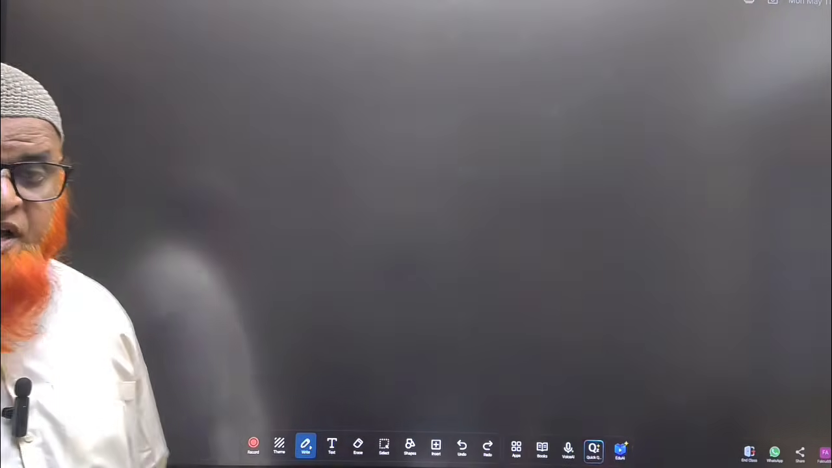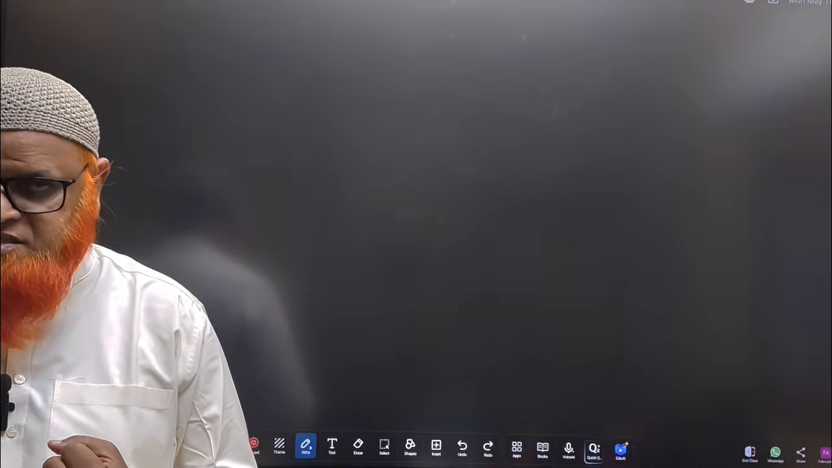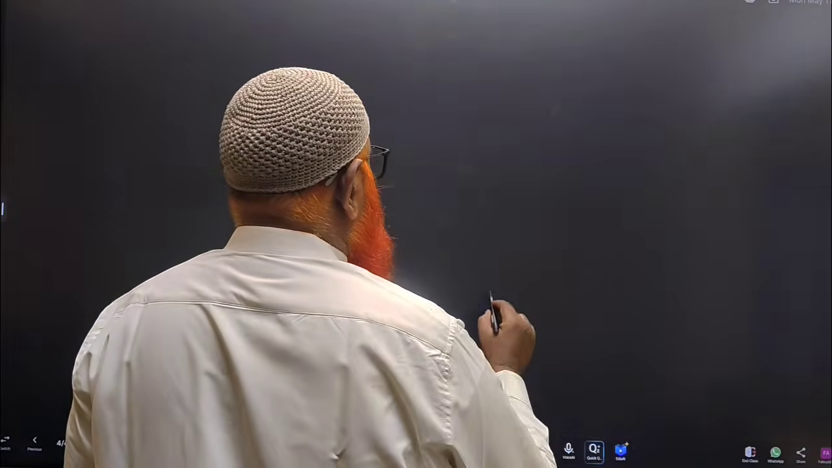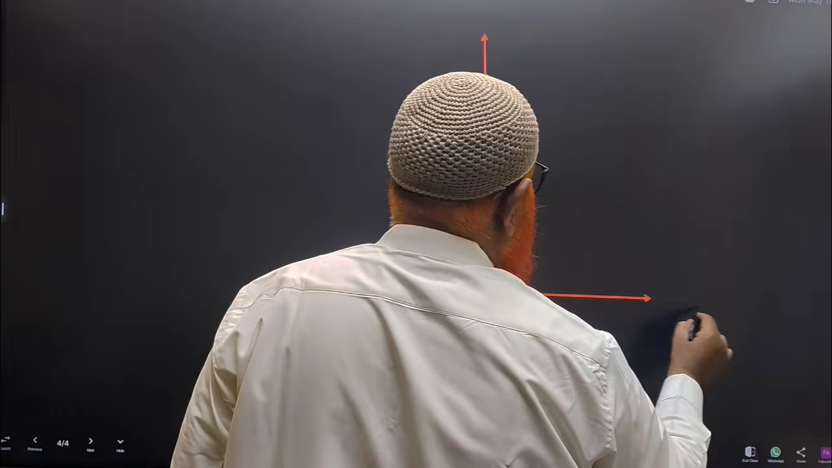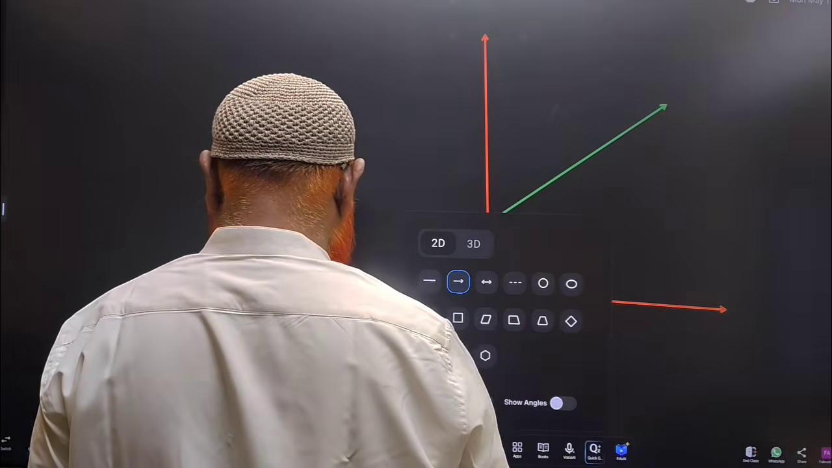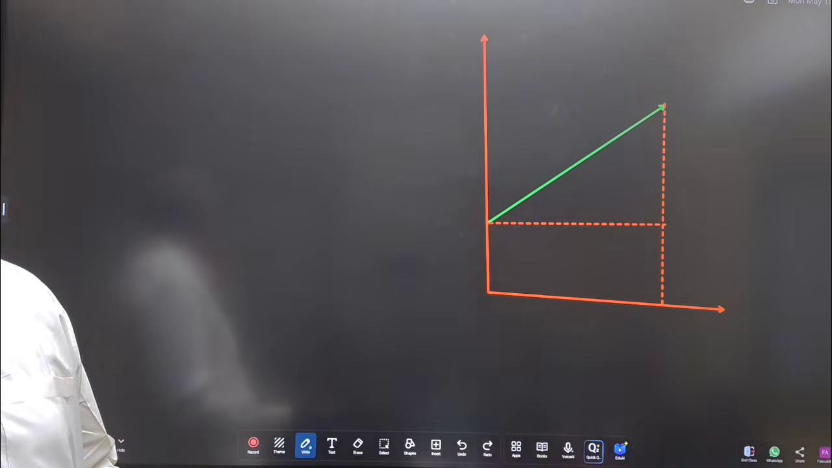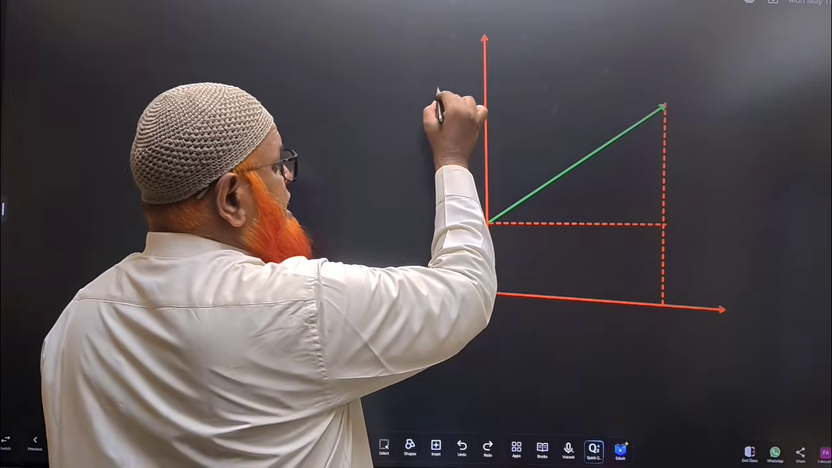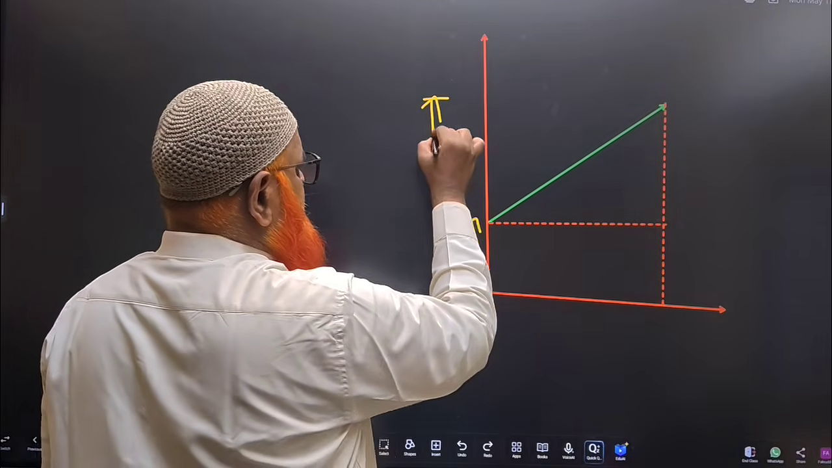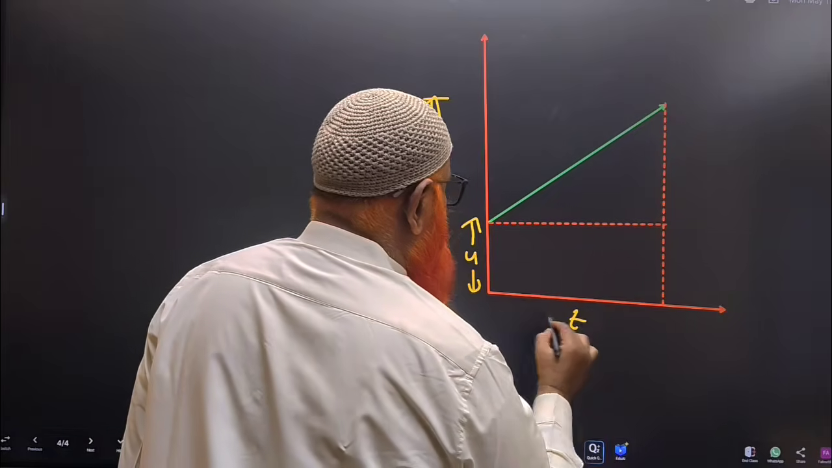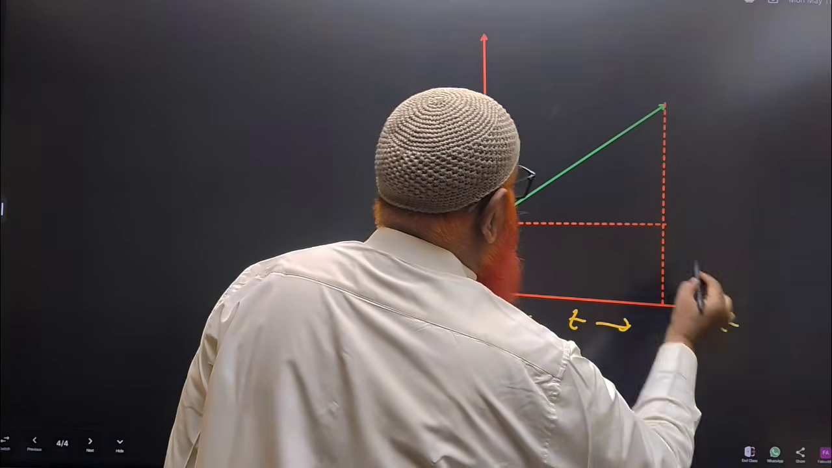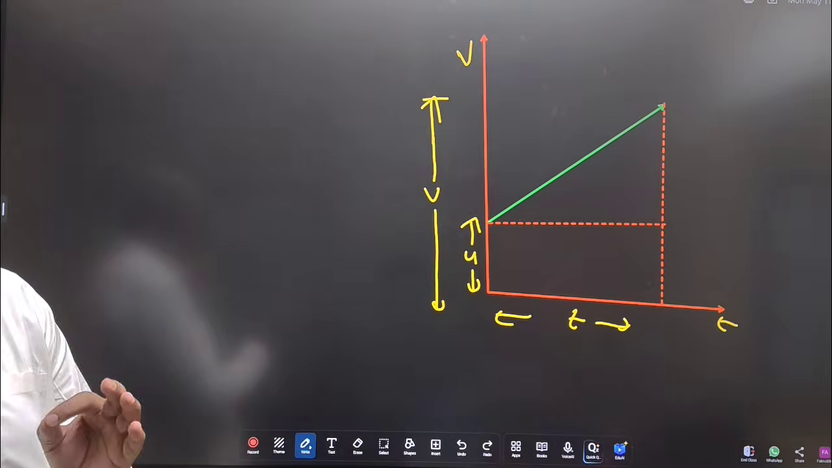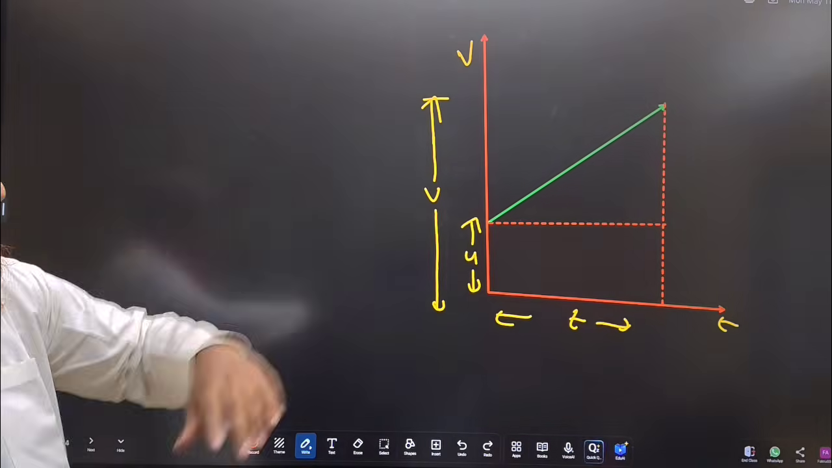But can we prove this by using graphs? Yes, why not? We can prove this by using graphs also. This is the same graph which I have used previously. This is going to be the initial velocity, and from here to here it is going to be the final velocity, and this part is representing the time, because this is the time axis and this is velocity along the y-axis, isn't it? Today we are going to find out the displacement in the case of the velocity time graph.